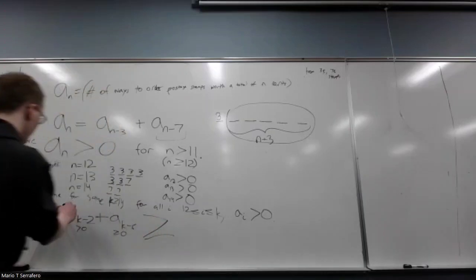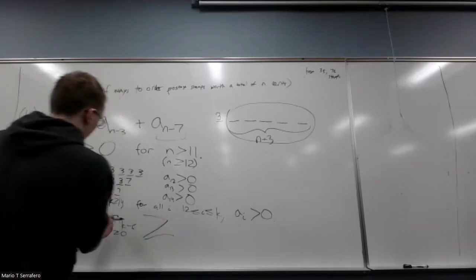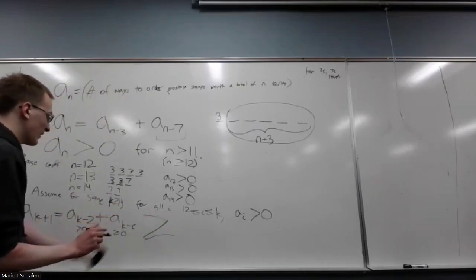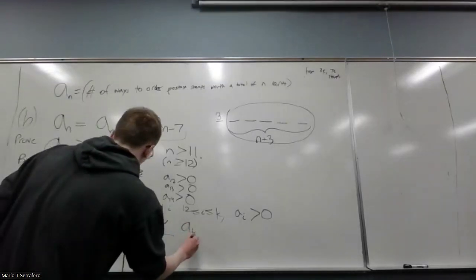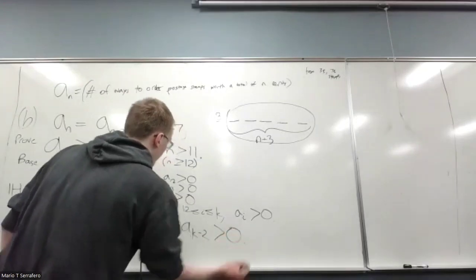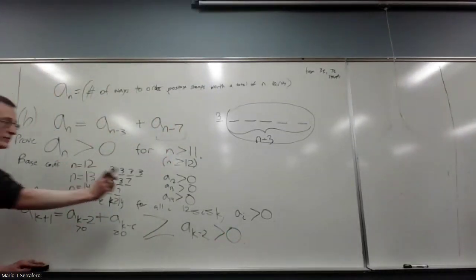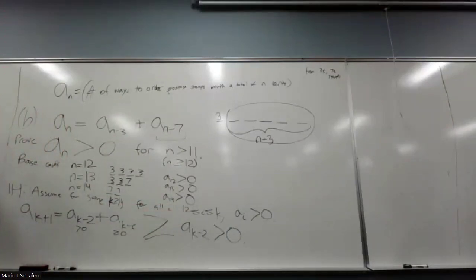I can do it in multiple steps. We want the K minus 2, so we can just get rid of the A sub K minus 6. I'll say this is greater than or equal to A sub K minus 2, which is greater than 0. Yeah, because it has to be at least 12, and we've already covered those cases in our inductive hypothesis.